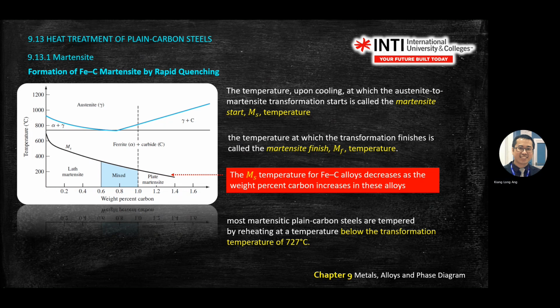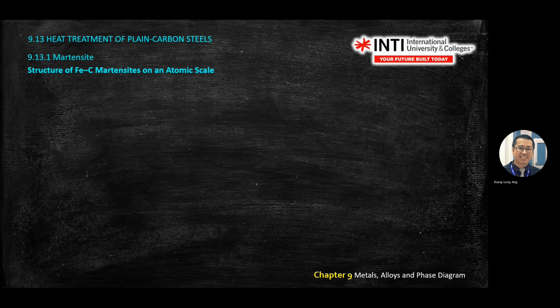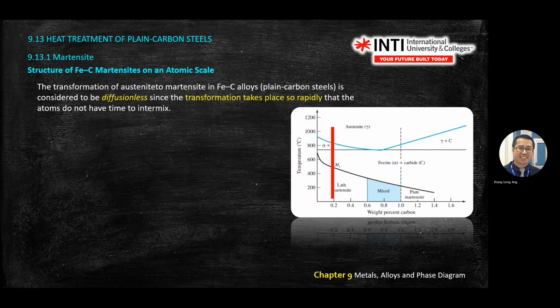In the industry, after the martensite cools down, after they quench, they will reheat at a temperature below the transformation temperature, 727. So in the industry, after they quench, they go through one more process. They reheat it just below the eutectoid temperature.